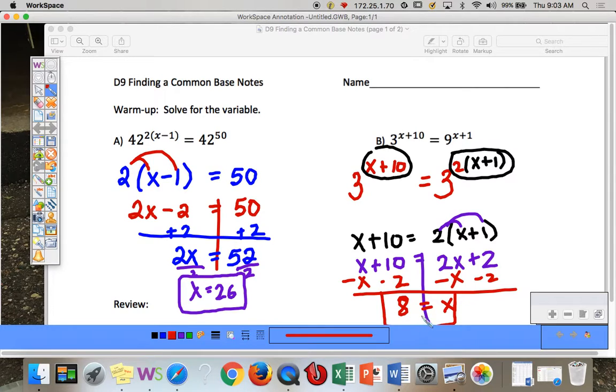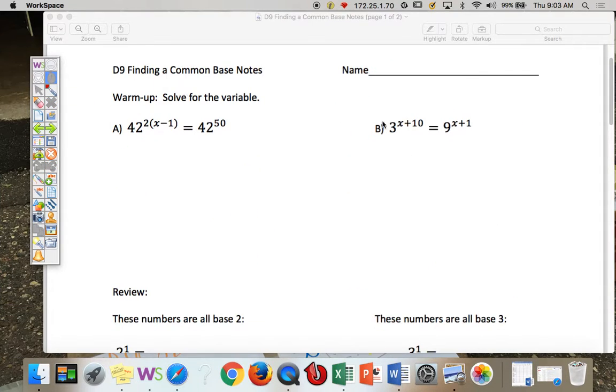So here's our answer. If x is 8, both sides will be equal. And you can check your answer by plugging in and making sure both sides are equal. So to do that, we could do 3 to the 8 plus 10 power, or 3 to the 18th power. Does that equal 9 to the 8 plus 1 power? You could type each of these in your calculator, and if they were the same, you know that you did it correctly.